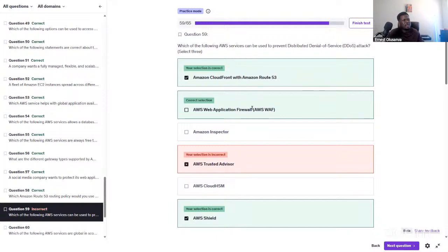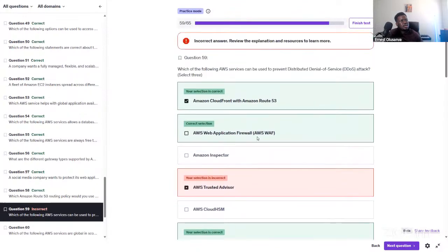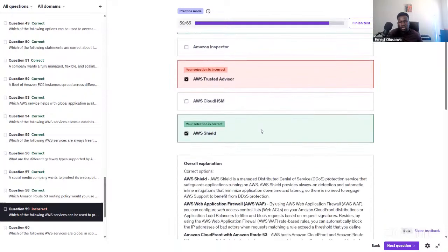And let's find out why. I'm actually shocked because WAF does not help with DDoS, but I guess there's another way. Okay, that makes sense. If you're using CloudFront with Route 53, then you would need to use WAF. All right. So if this question was just asked to pick one, we'll go with Shield. If they're asking for three, it's because if you go with CloudFront with Route 53, you also need to have a web application firewall to assist with that.